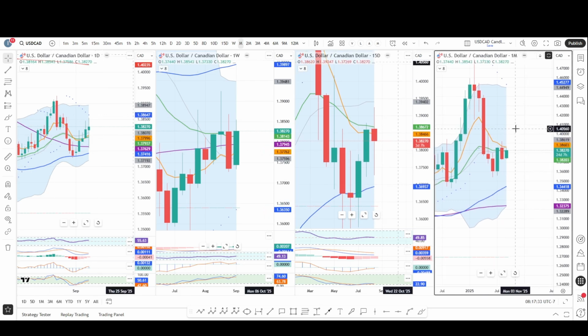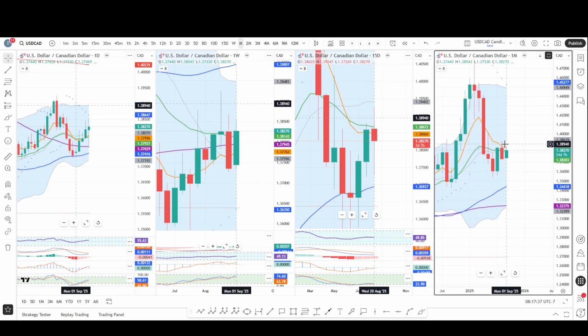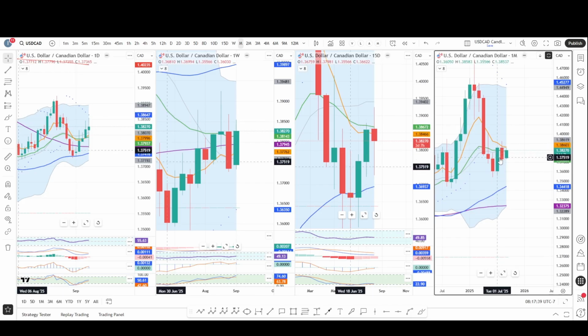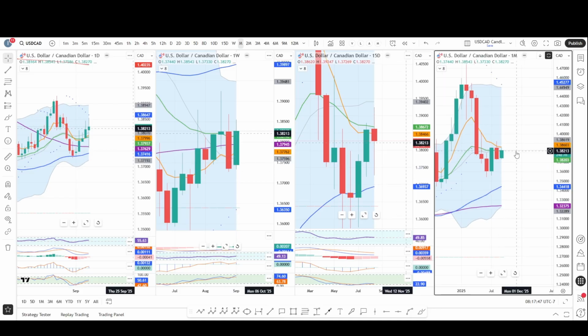So the monthly, after a strong bullish engulfing in July, August wasn't able to negate this formation, and now we are seeing the consequences of this move. Potentially September and October could be very strong bullish moves, bullish months for the US dollar.